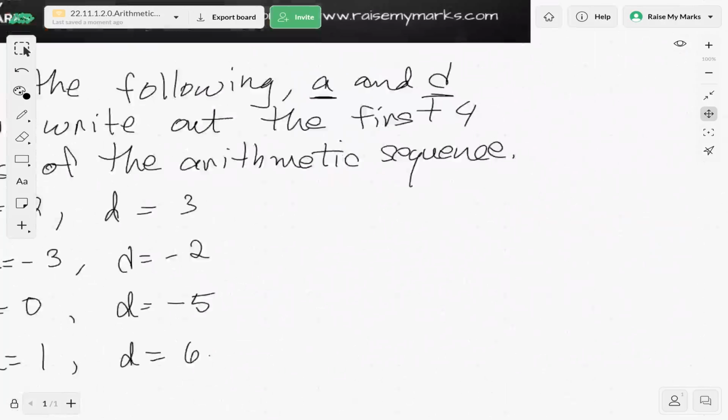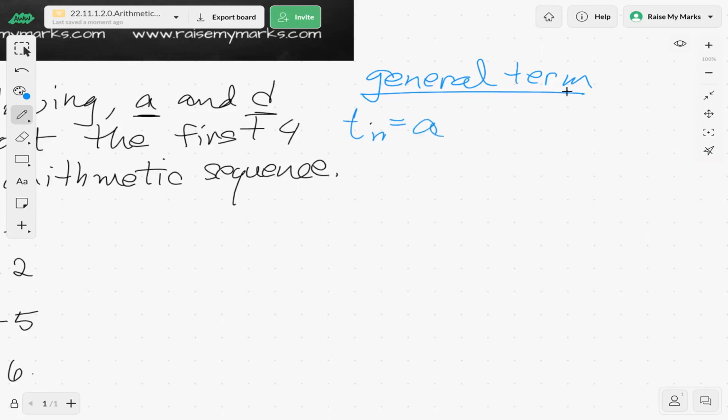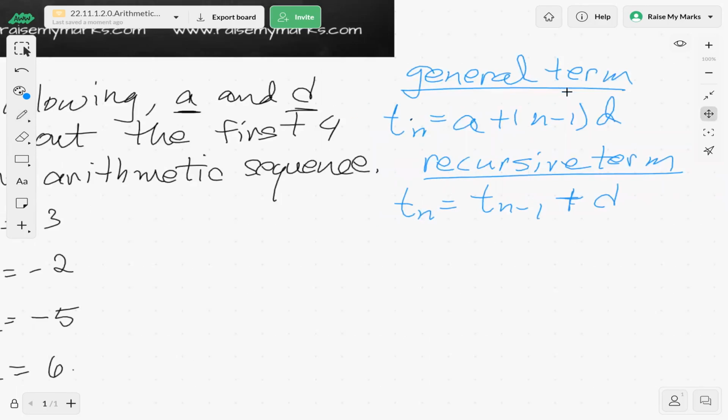So what I'm going to do is write out, off to the side here, our general term, which is given by Tn equals A plus n minus 1 times our difference D. And then we have our recursive form or term: Tn equals the previous term, Tn minus 1, plus our difference. Okay, so let's have a look.